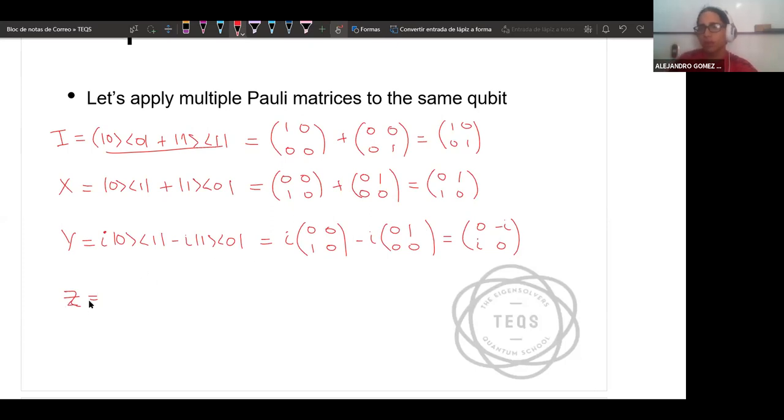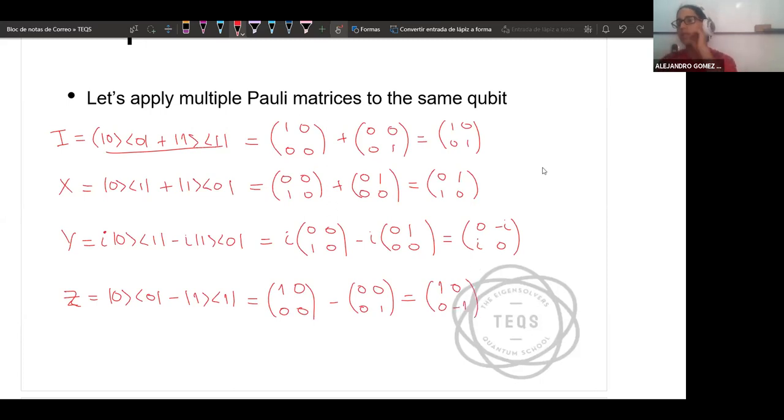And finally, we can do it with the Z gate, which was ket 0 bra 0 minus ket 1 bra 1 as an operator. So as a matrix, it looks like this. This is 1, 0, 0, 0 minus 0, 0, 0, 1. So we have 1, 0, 0, minus 1. So these three are the Pauli matrices, which are just the matrix representation of the Pauli operators. And plus we have the identity matrix, or the identity operator.